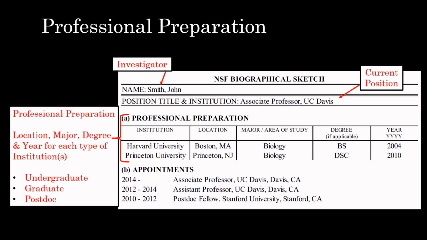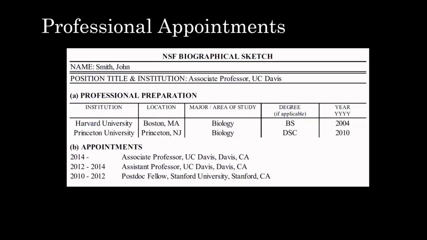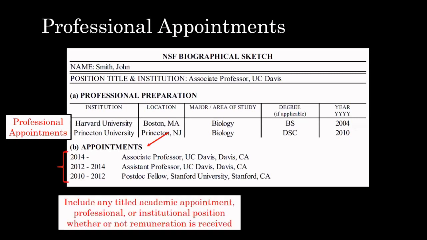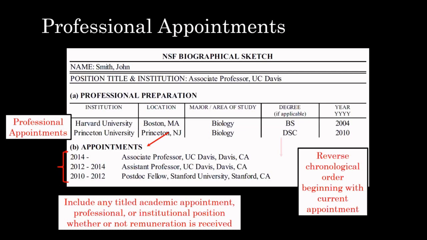So in order, undergraduate, graduate, postdoc. And then in section B, we have our appointments, and we're gonna list those starting with the current career track position. In our example here in 2014, Dr. Smith started as associate professor at UC Davis. To the right of the dash is blank, indicating a current position. And under that are the listings of the previous career tracks in reverse chronological order. So it's a little bit opposite of how we did professional preparation, but just keep that in mind.